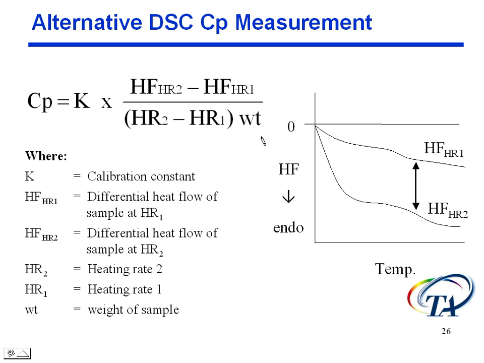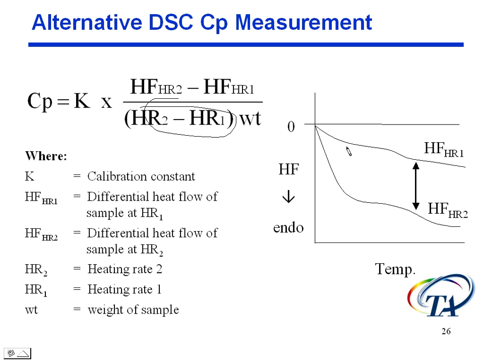Now, an alternate way to do this, remember our PMMA data, where I showed at 10 degrees a minute we saw one value of heat flow. At 20 degrees a minute we saw a doubling of that. So we could look at heat capacity as equal to our constant times the heat flow at our second heating rate, rate 2, minus the heat flow at heating rate 1. So it's the differential between these two heat flows, divided by this difference in the heating rate times the weight. Well, that's what we just said on this previous page. We had the ratio of the heat flow divided by the ratio of the heating rate.